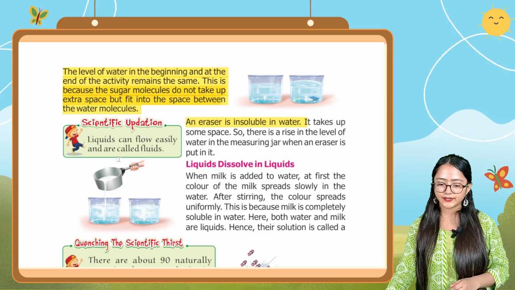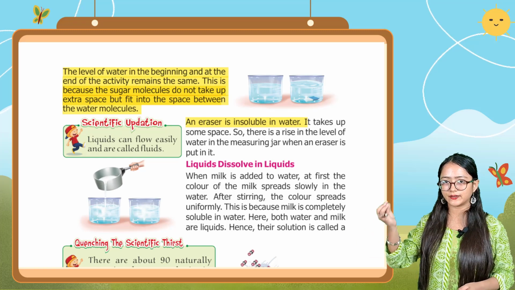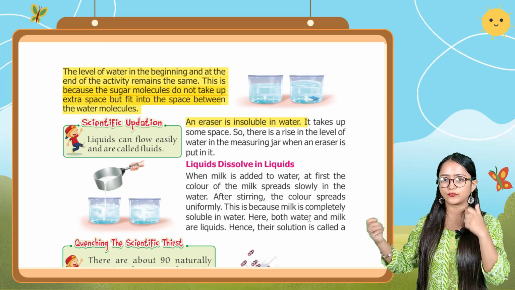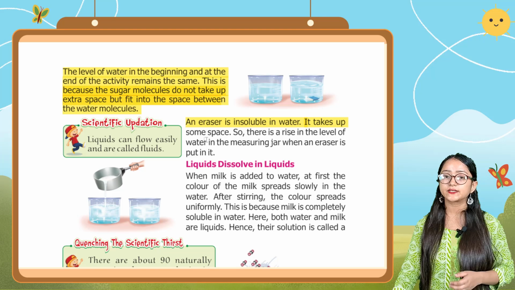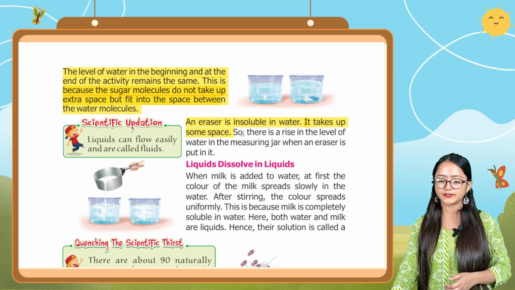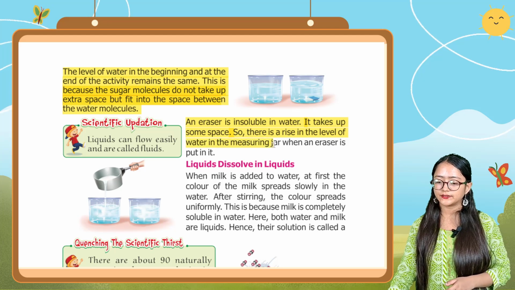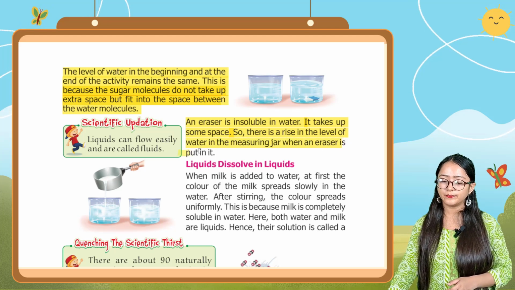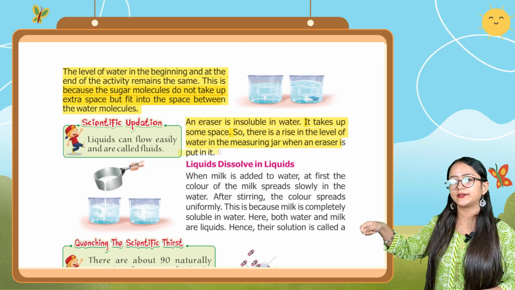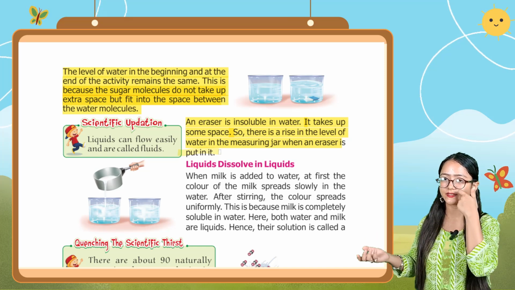Then it is saying an eraser is insoluble in water. So when you want to mix the eraser in, first of all you cut it into thin, small pieces, and you mix the eraser in water, it is not going to dissolve, okay. It is insoluble in water, it takes up some space. So basically that eraser will take up some space. Okay, so there is a rise in the level of water in the measuring jar when an eraser is put in it. So basically when you put an eraser in the water, it increases the size of the water, and when you measure it, you can see that the size is increased.